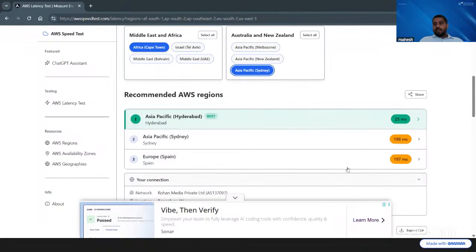Can anyone say to me why the Hyderabad data center is showing at the top? Anyone can say, please? Why Hyderabad data center is showing at the top? Why not Spain? Why not Sydney? Because I am near to Hyderabad. That's why it is showing Hyderabad as the base data center.